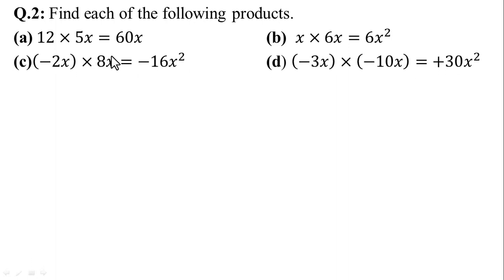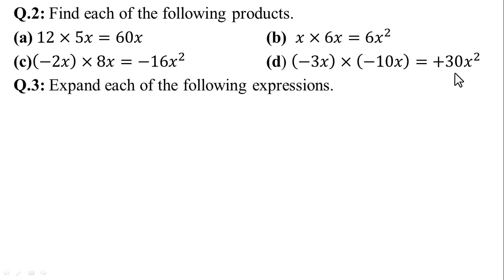In C part, minus 2x multiplied by 8x. Plus minus minus, 8 twos are 16, x and x, both powers are added, then the final answer of C part is minus 16x square. Similarly, in D part, minus 3x multiplied by minus 10x, minus multiplied by minus is plus, and 10 threes are 30, so plus 30x square.